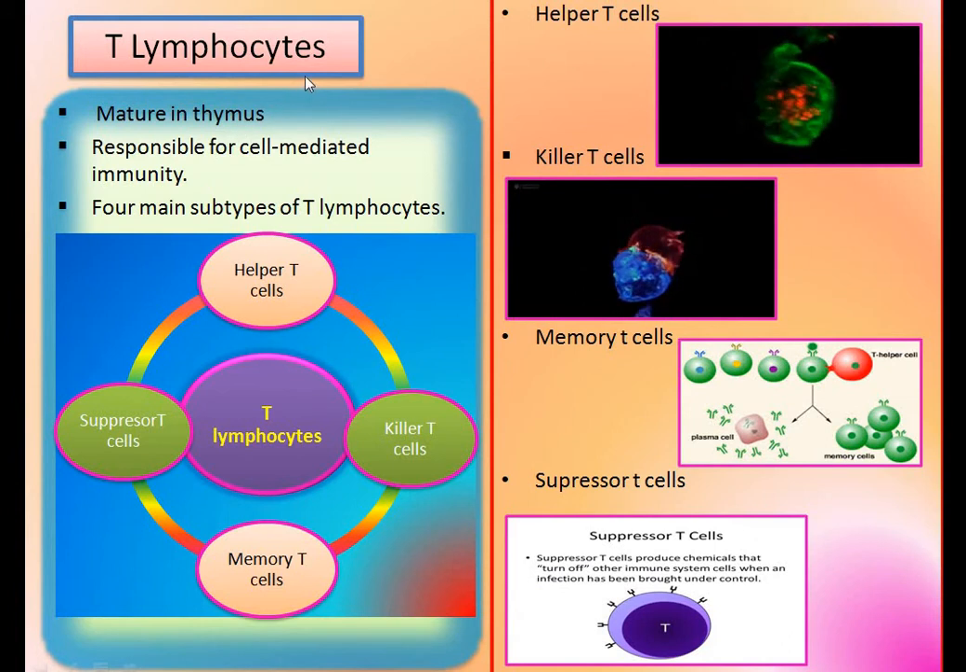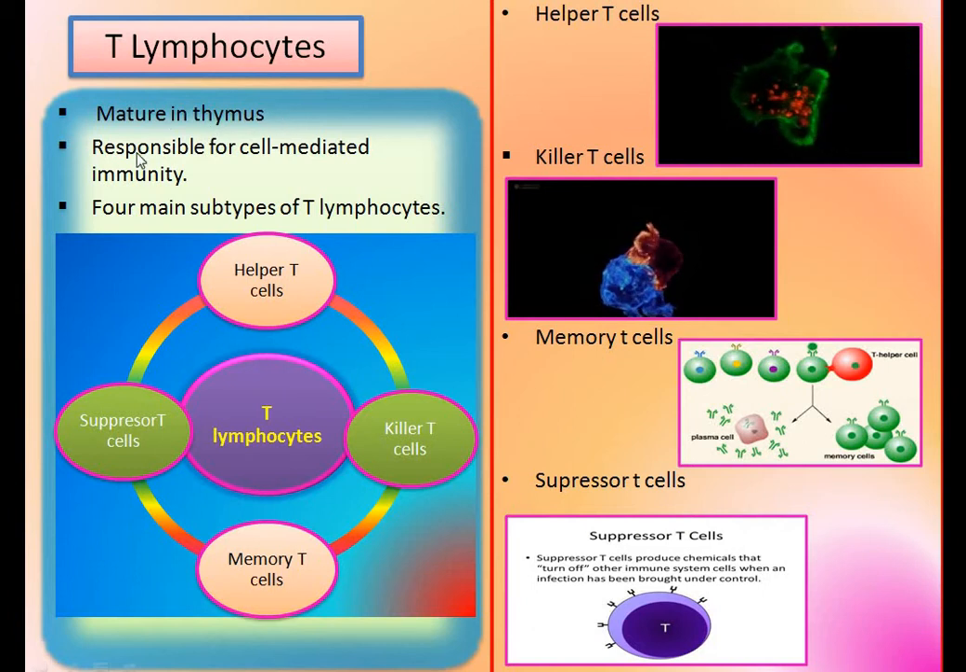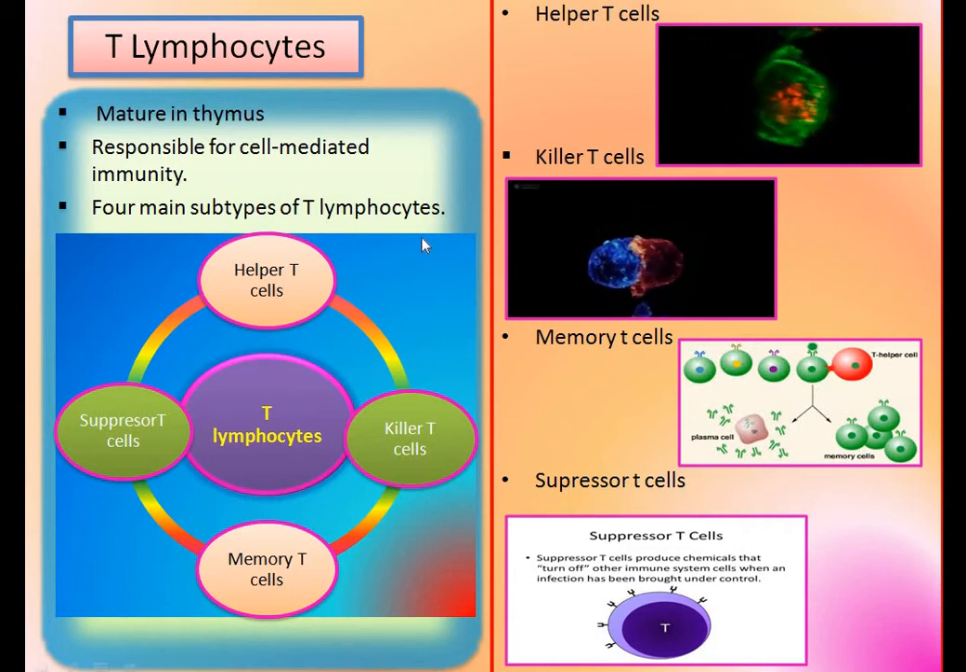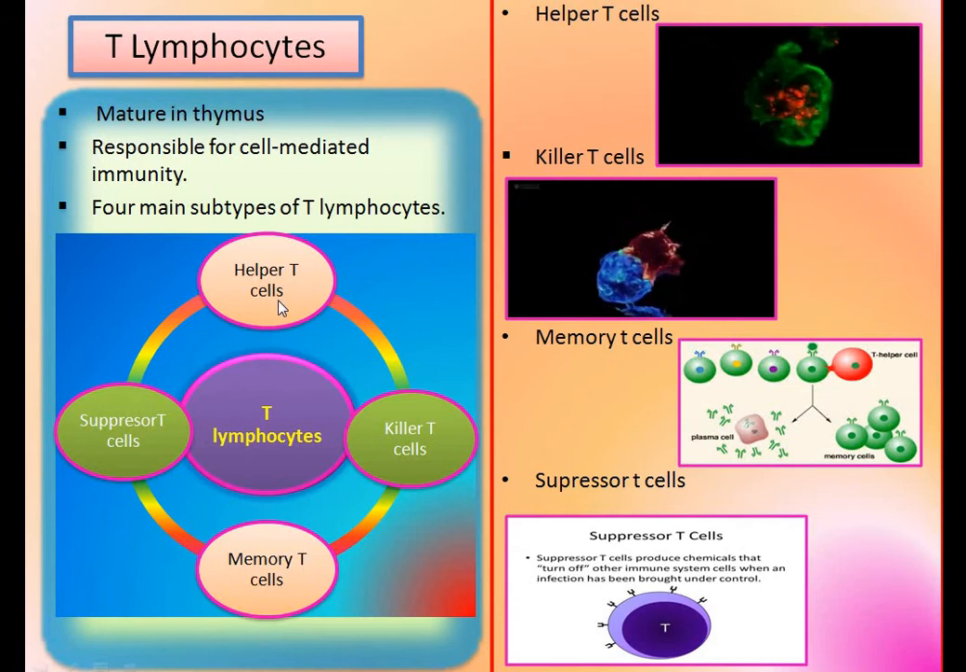Now the second type of agranulocyte, T lymphocytes. They mature in the thymus and are responsible for cell mediated immunity. There are four main subtypes of T lymphocytes. The first is called helper T cells, second is killer T cells, third is memory T cells, and the fourth one is suppressor T cells.